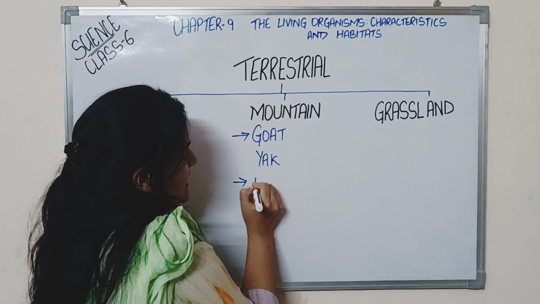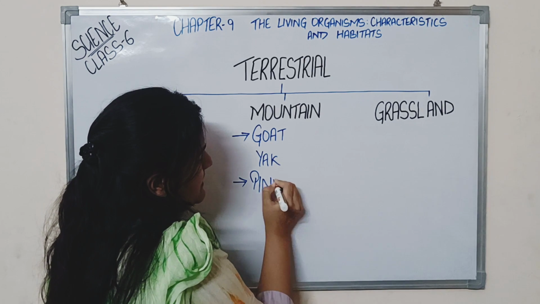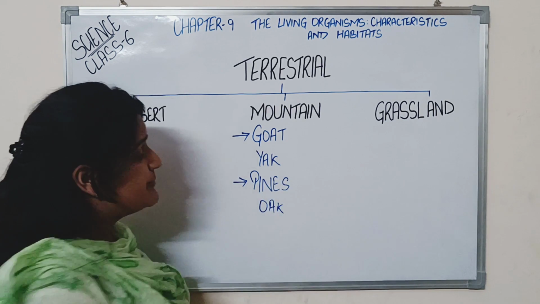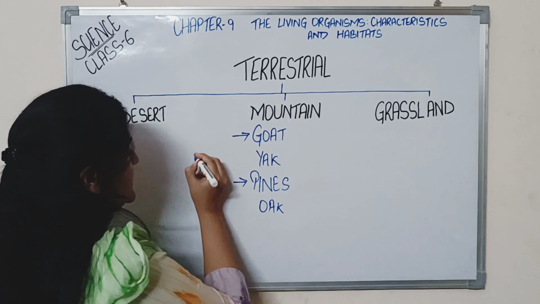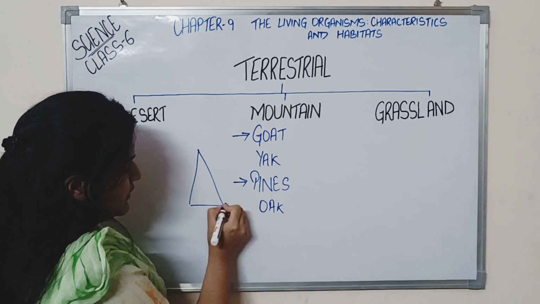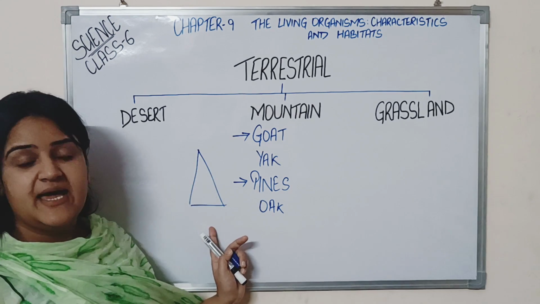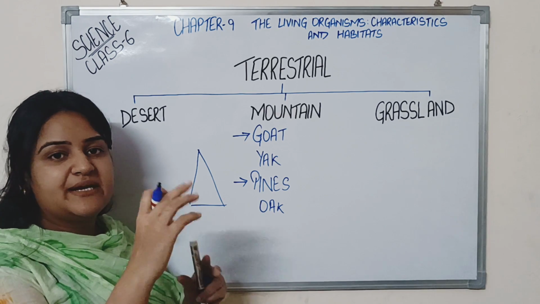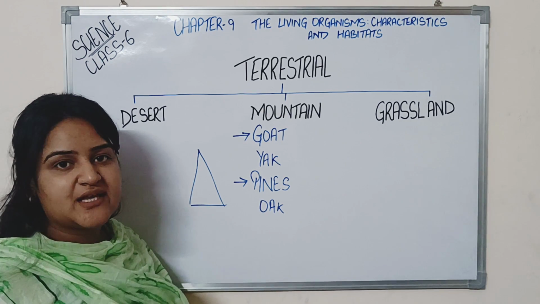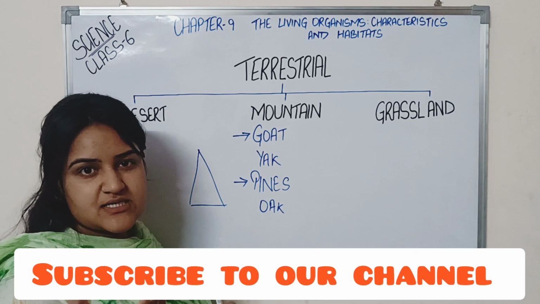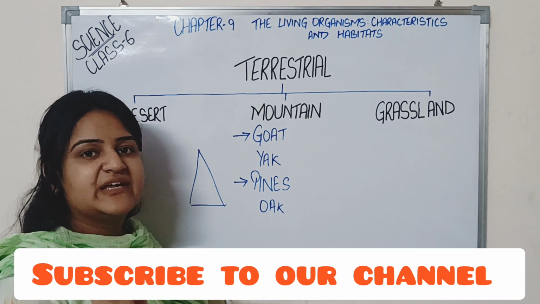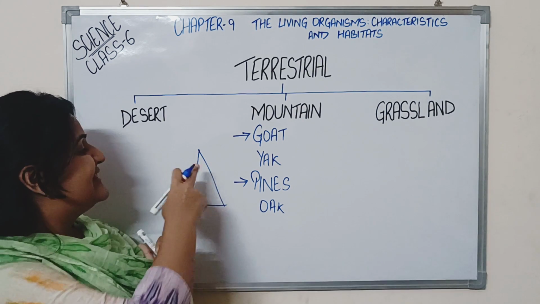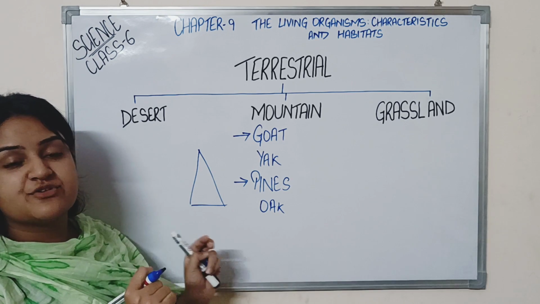Now talking about the plants, the plants found on mountains are usually pine trees or oak trees. Both of these trees are in the shape of a cone, and the leaves are very thin and needle like. The breadth of the leaf is not much, just like lemongrass, which you must have seen if you're not living in the mountains. So the leaves are very thin and needle like, and the shape of the tree is a triangle.